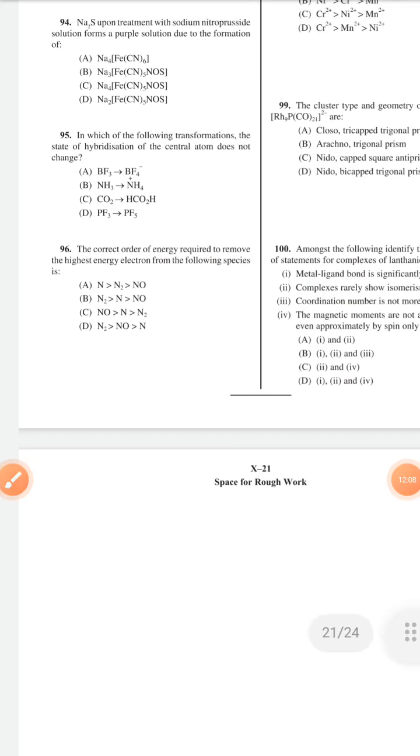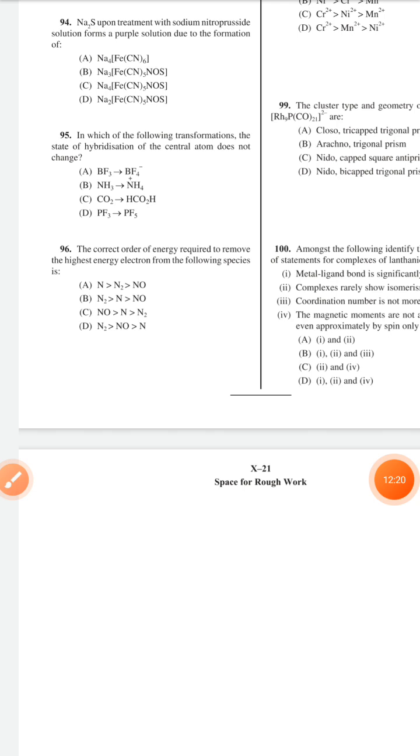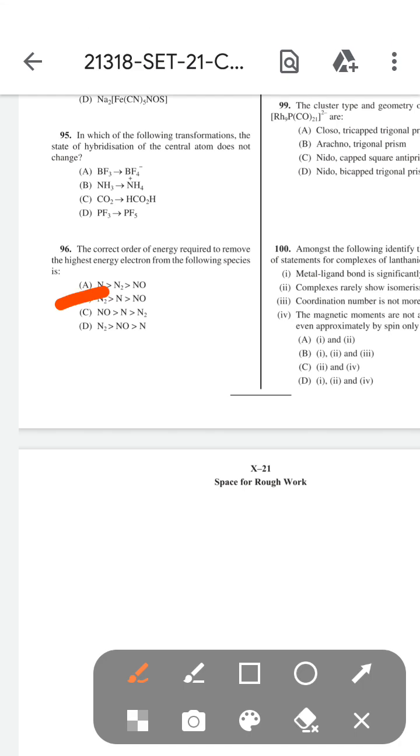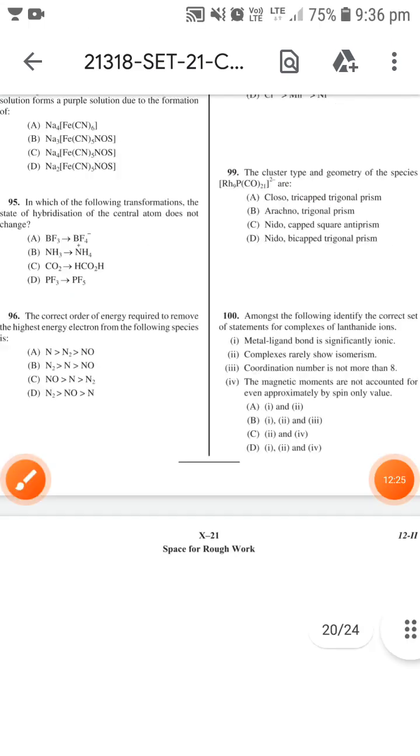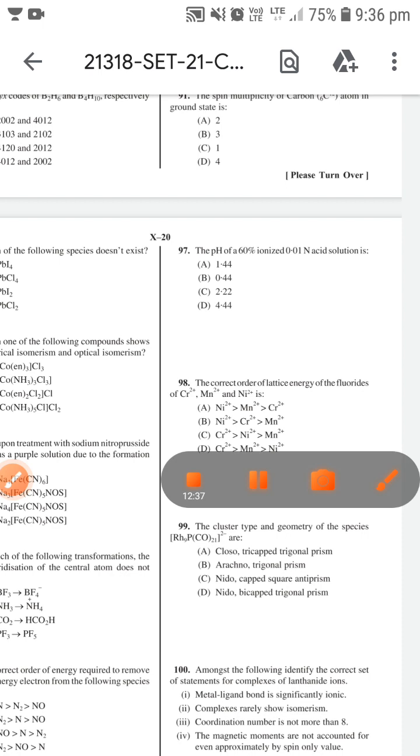96. The correct order of energy required to remove the highest energy electron from the following species is. It is also a very easy question. It is option B. General inorganic chemistry question. 97. The pH of a 60% ionized 0.01 normal acid solution is. It is also a very easy question. Correct option is option C.